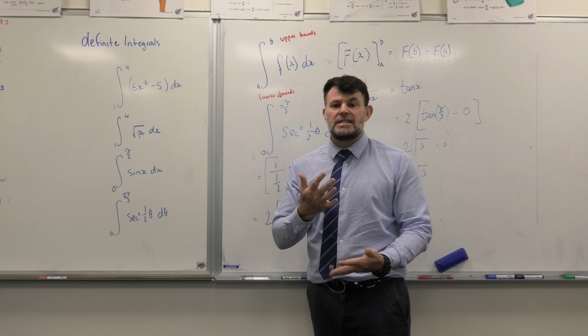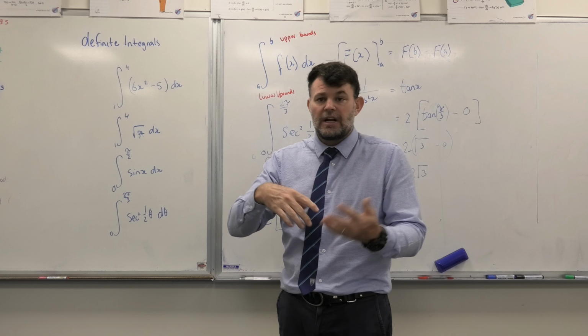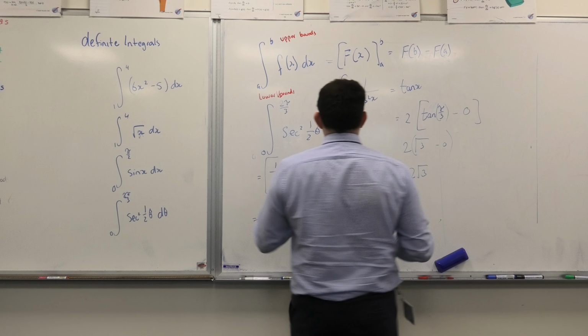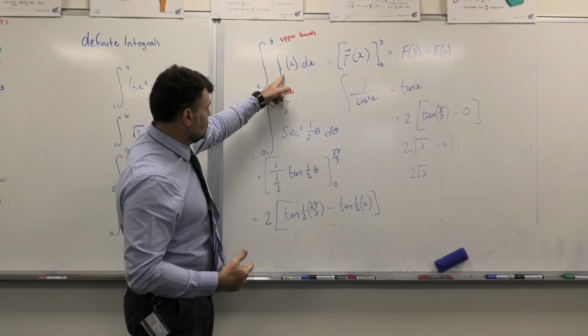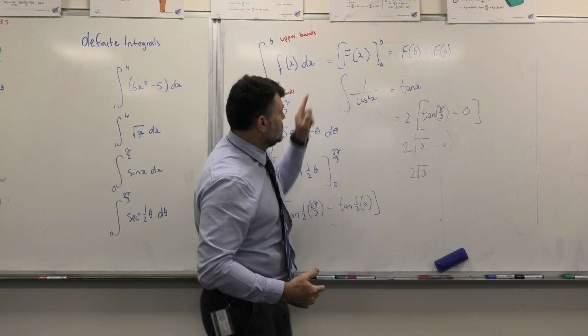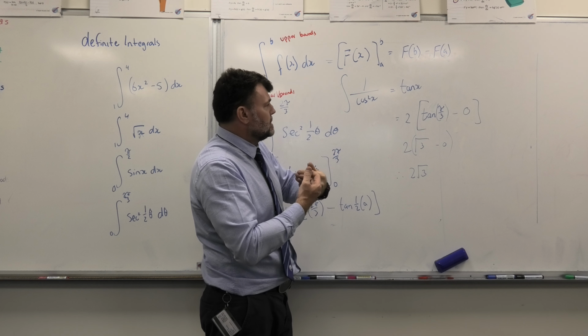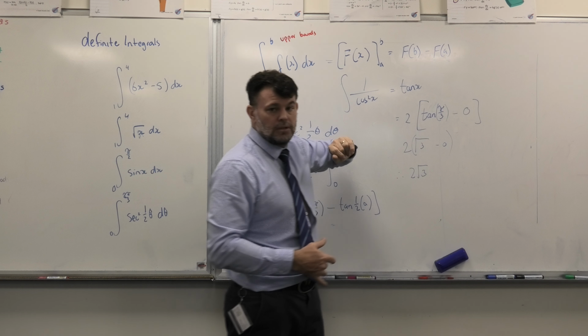Exactly the same process as when we do indefinite integrals in terms of integrating, except this time we've got those upper and lower bounds. So we follow this process. Here's your integral. We integrate it, and then we find the difference between those upper and lower bounds.